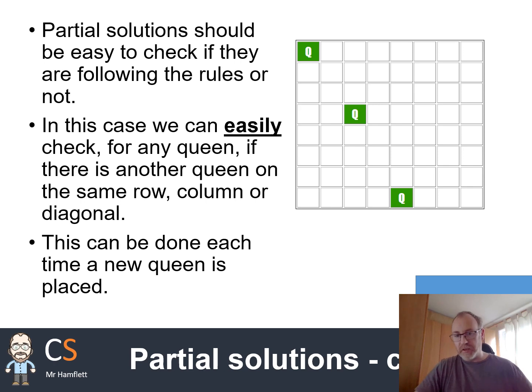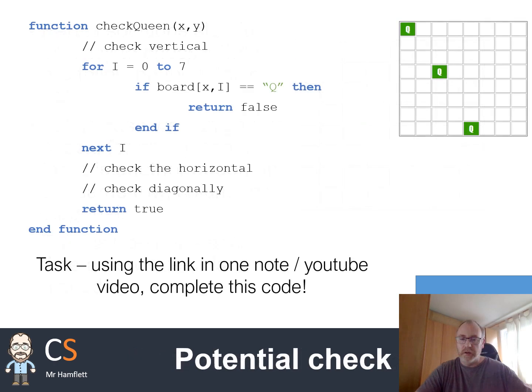So how could we do that? And here's a bit of a chance for you. Here's a partially written algorithm to check whether a queen has been placed correctly or not. This is our check. Remember, as part of backtracking, being able to quickly check whether a solution is correct or not should be really easy to do. And here's an example of how it's easy to do.